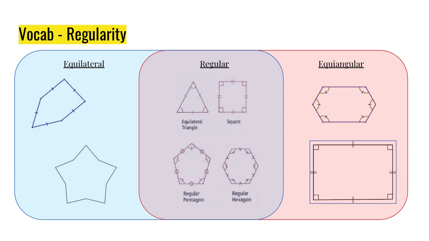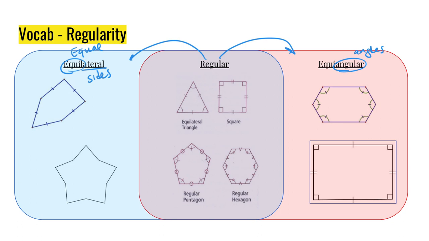We also talk about regularity of a polygon. We can have equilateral, which means equal sides. Or equiangular, of course this is going to be angles, so equal angles. Regular is both equilateral and equiangular. So that's why we have this Venn diagram where the regular is shaded purple, showing that it is both the blue equilateral and the red equiangular.